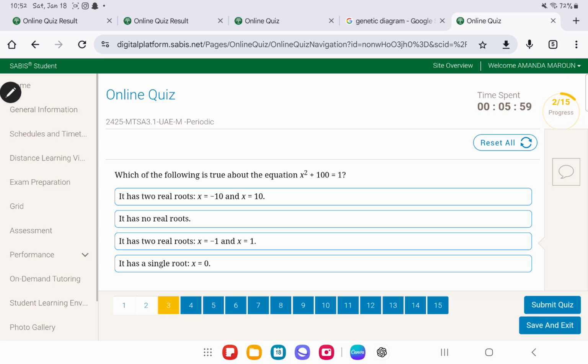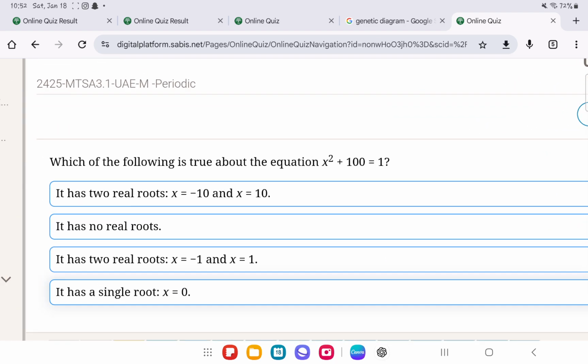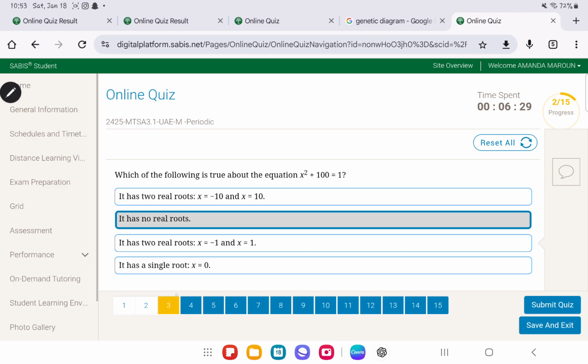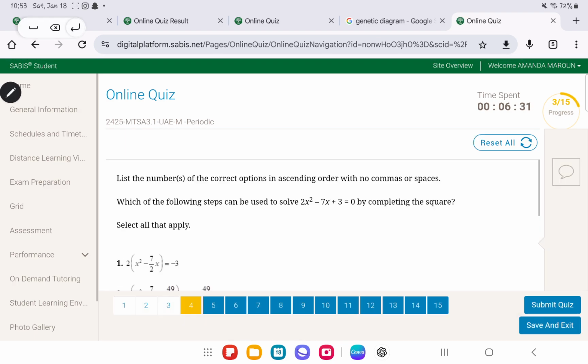Moving on to question number 3. They need us to figure out which of the following is true about this equation. We are given x squared plus 100 is equal to 1. Since we have a whole number, we will move it to the other side. We are going to get x squared is equal to 1 minus 100. So x squared is equal to minus 99. Directly we see there is x squared and a negative number. We know there is no real roots. So that means our answer over here is that it has no real roots.